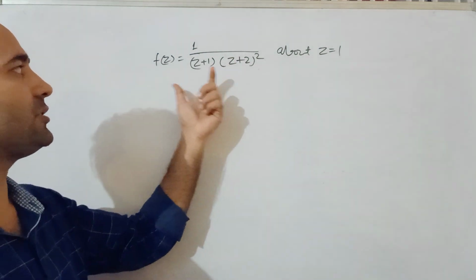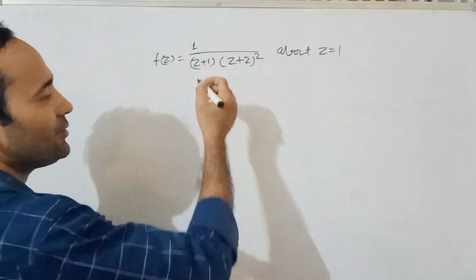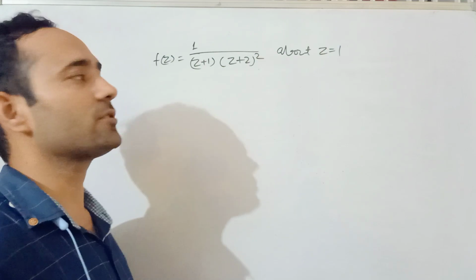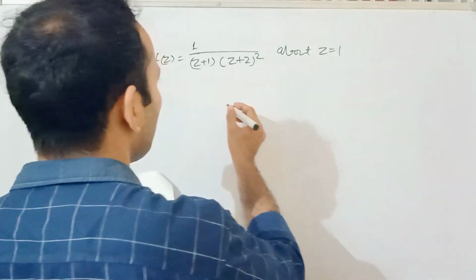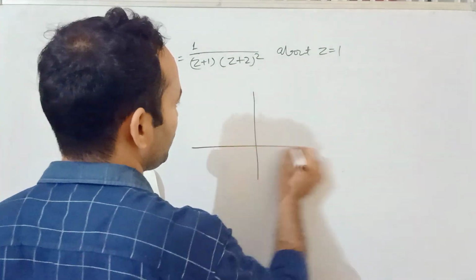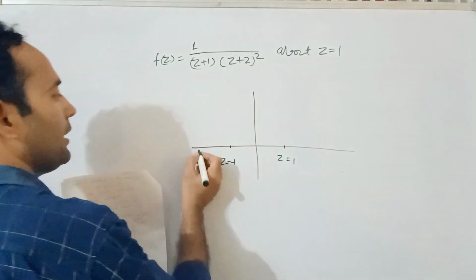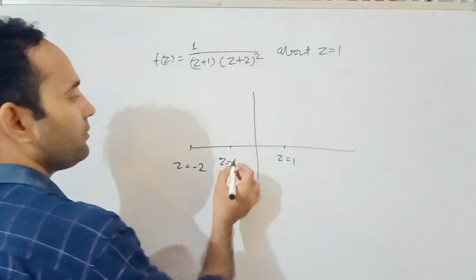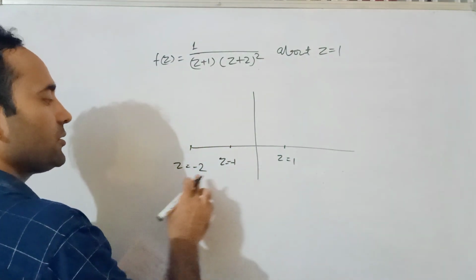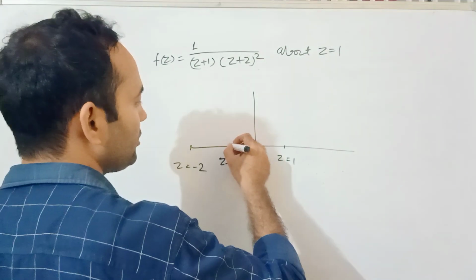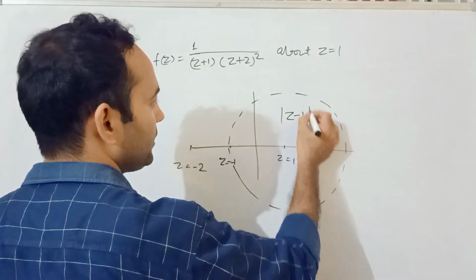So about z equal to 1, if you stay within a limit and don't include z equal to minus 1 and z equal to minus 2, then this expansion would be easy and simple, like a Taylor series expansion. But where are these points? This is z equal to 1, this is z equal to minus 1, and this is z equal to minus 2. What is the distance between z equal to 1 and z equal to minus 2? It is 2. And what is the distance between z equal to 1 and z equal to minus 3? It is 3. So if I take a circle, can I call it mod of z minus 1 less than 2?